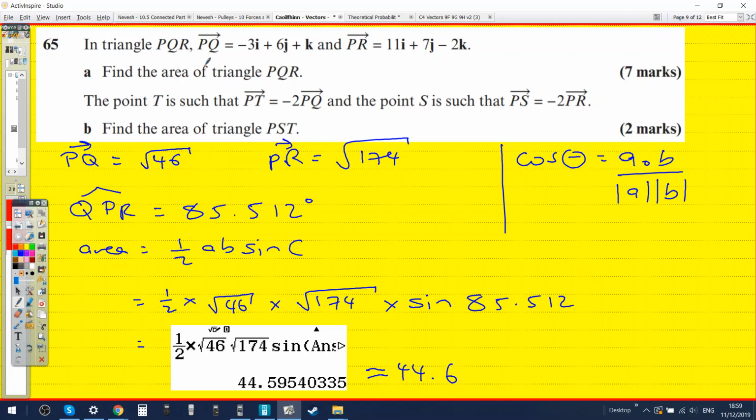Yes. And so this one, they gave us P to Q and they gave us P to R. I now recognize in the previous one, they were giving us P to Q and Q to R. So we would have to work out what P to R is, because we need the same letter in the same place twice to find that angle.